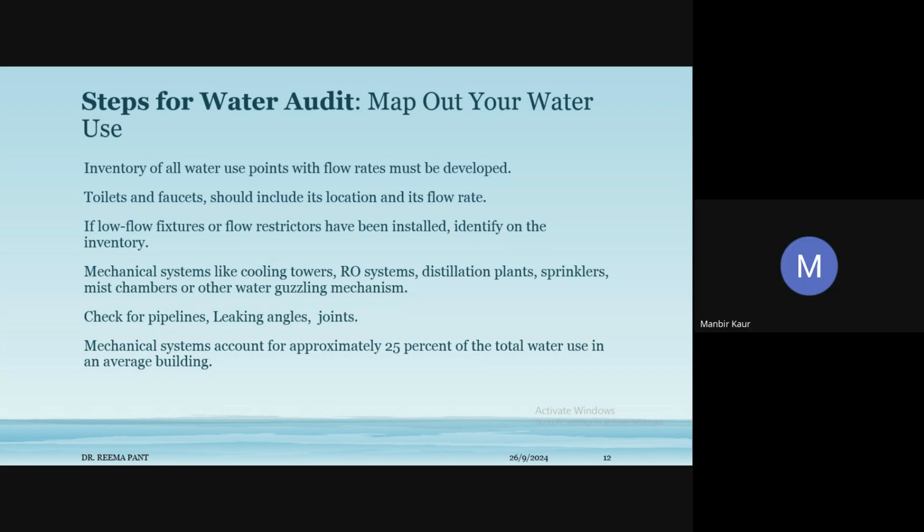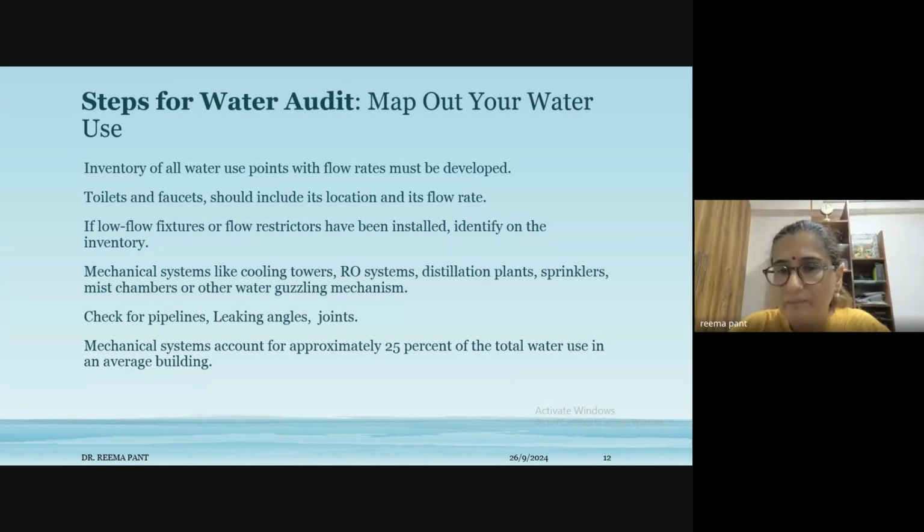Once we know it, then we find out where this water is going. What are the places that this water is going to? Where all are we distributing the water? How many taps? How many faucets? How many toilets? How many pipelines? Are we using other things? Cooling towers, do we have? There are certain organizations, institutions which might need cooling towers. So do we have cooling towers? No? If we don't, then it is good. But definitely we have RO systems. Do we have distillation plants? Are we using sprinklers? Are there mist chambers? Is there any other water guzzling mechanism that we are using in our organization? That is what we need to look into very critically.